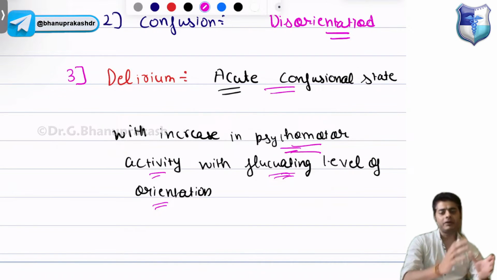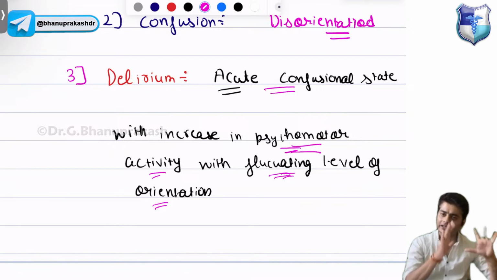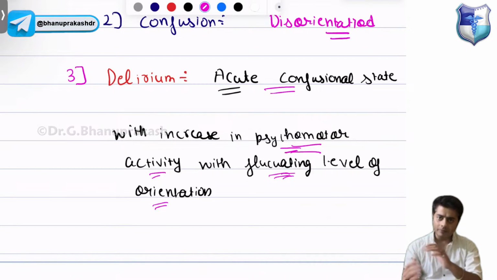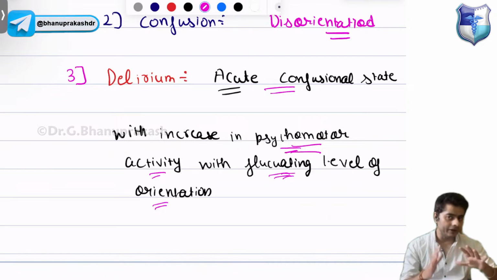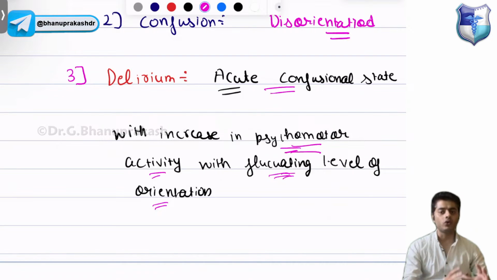Sometimes he will be okay, sometimes very much upset, sometimes very much confused, sometimes confused a little bit. So in delirium, there is always a fluctuating level. In dementia, a fluctuating level is not there. Also, delirium is always acute, but dementia is subacute or chronic. It is a long-standing condition.